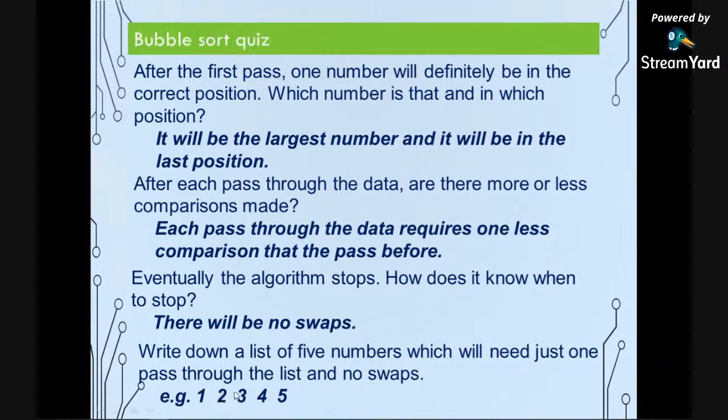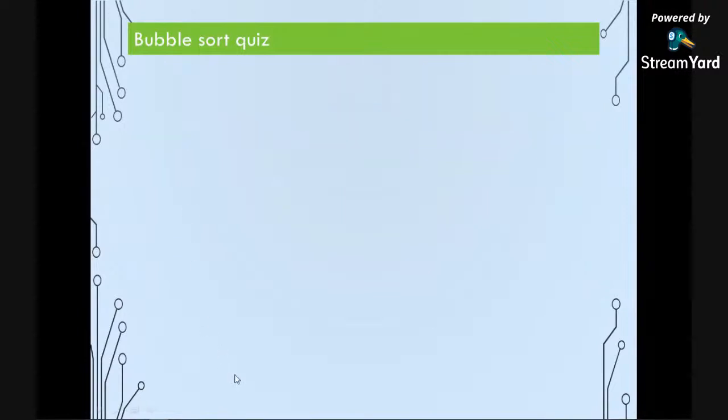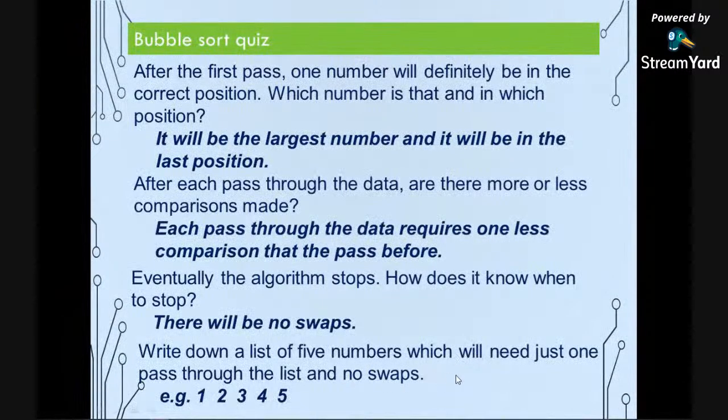As long as the numbers are in order, it will look through the list and go through, and it won't need to swap anything. So it only needs one pass through the list. So we've just looked at the minimum amount of comparisons needed.